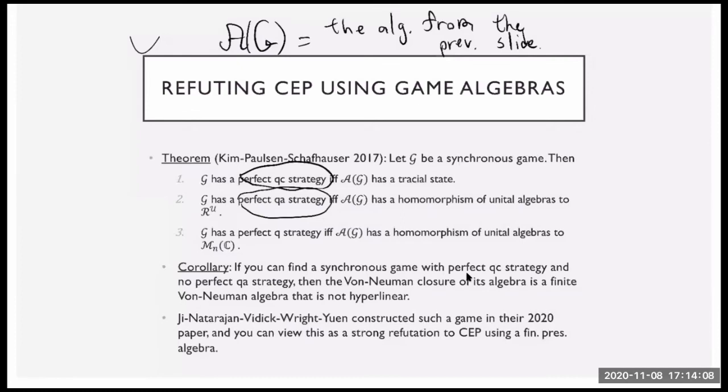Okay, so what Ji, Natarajan, Vidick, Wright, and Yuan did is specifically construct a game whose quantum commuting value, so they show that there exists a synchronous game.